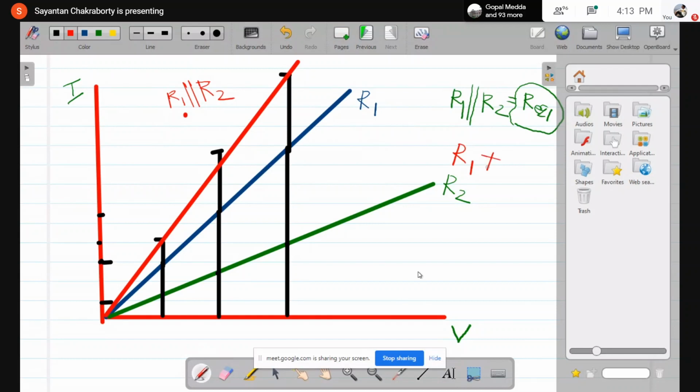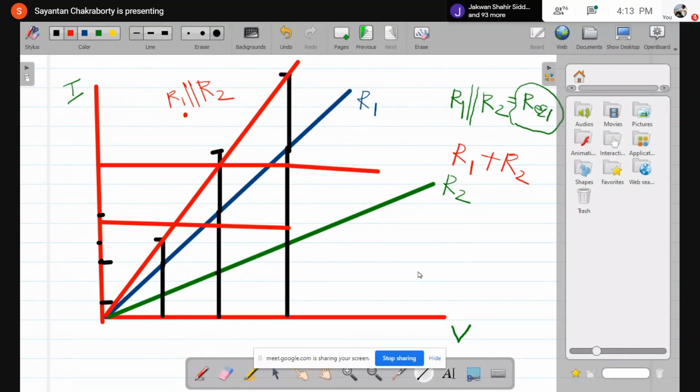Similarly, when you consider R1 plus R2, that is, connected in series, then obviously the current through the resistances would be the same. So at different points, if you draw the current lines, the voltage across the combination will be the summation of the voltage across R1 and the voltage across R2. So it should be extended. I may not be able to reach it.